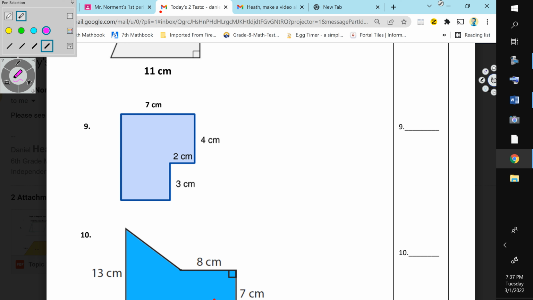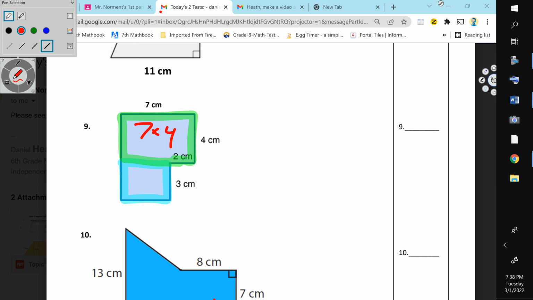Number 9, a little bit tricky because you're going to need to cut this in half. Actually, not half, but you're going to make it 2 rectangles. I would go this way and make it a rectangle at the top and then another one at the bottom, okay? Now, that rectangle at the top, the good news is that's the easy one. You just do 7 times 4, and you're going to get the area of that rectangle.